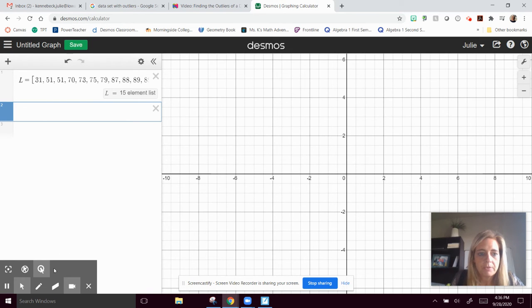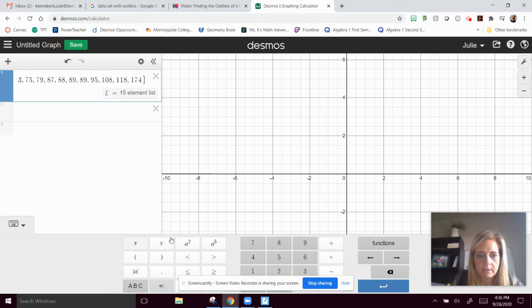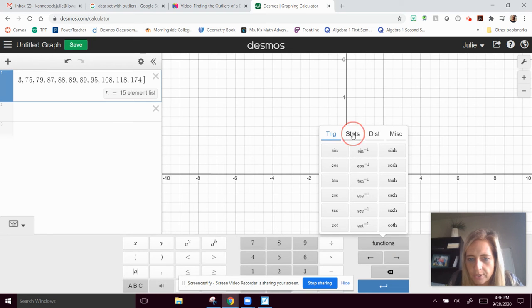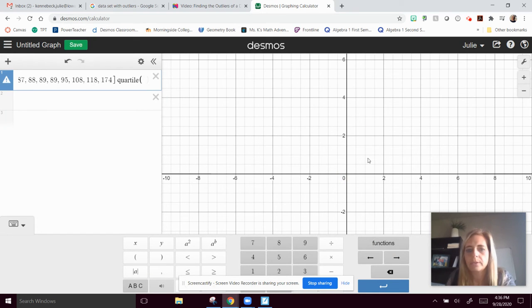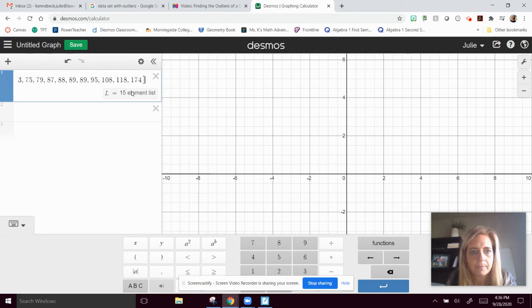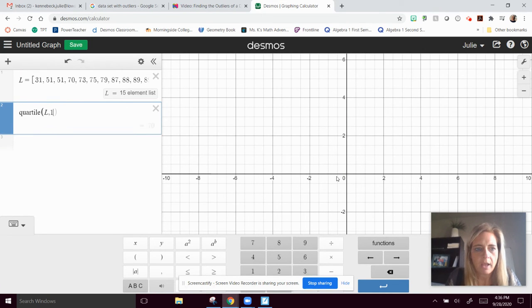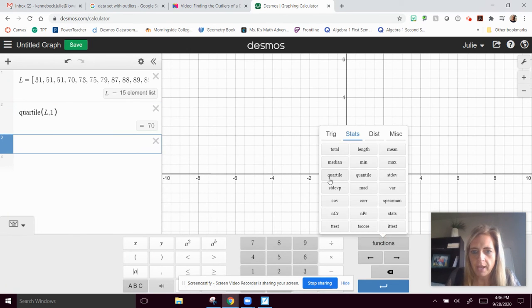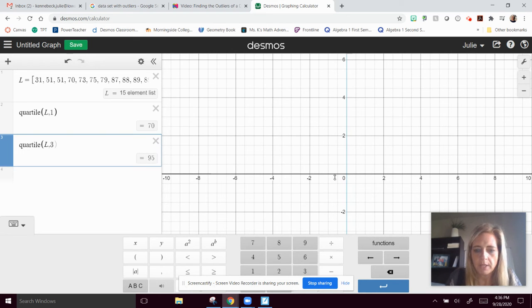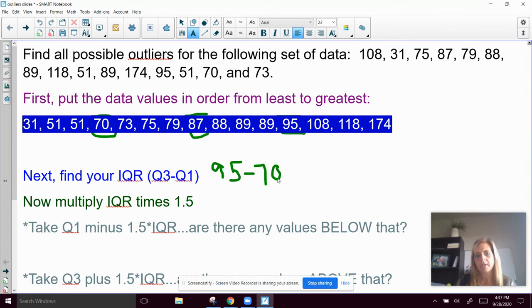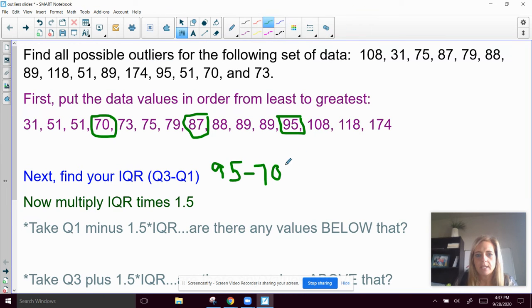So I need to tell Desmos to find for me Q1, so functions, under statistics, quartile, oops, my cursor got messed up there, down here, quartile, from dataset L, I want quartile 1, I can see that it is 70, and then I need to find quartile from dataset L 3. I can see that's 95. So I was correct. 95 subtract 70 gives me 25.